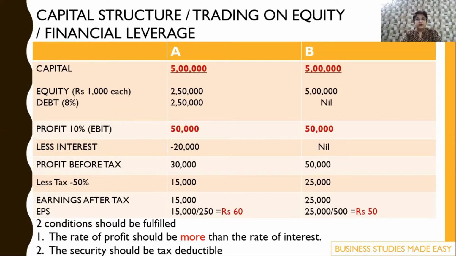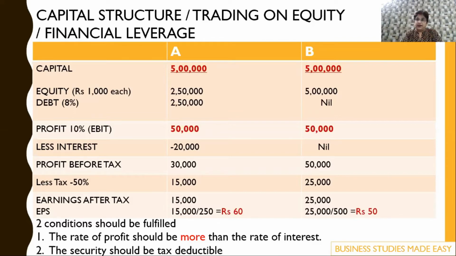Now, what are the number of shareholders that were there? The number of shareholders were 250. Out of 2,50,000, the equity shareholder was of rupees 1,000 each. So that makes it 250 shareholders. So this 15,000 was divided amongst 250 shareholders. So per share, it came to rupees 60.